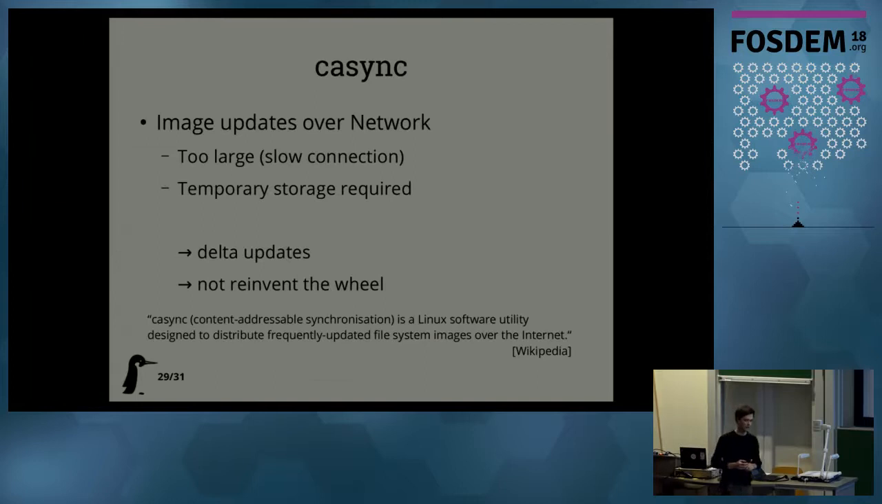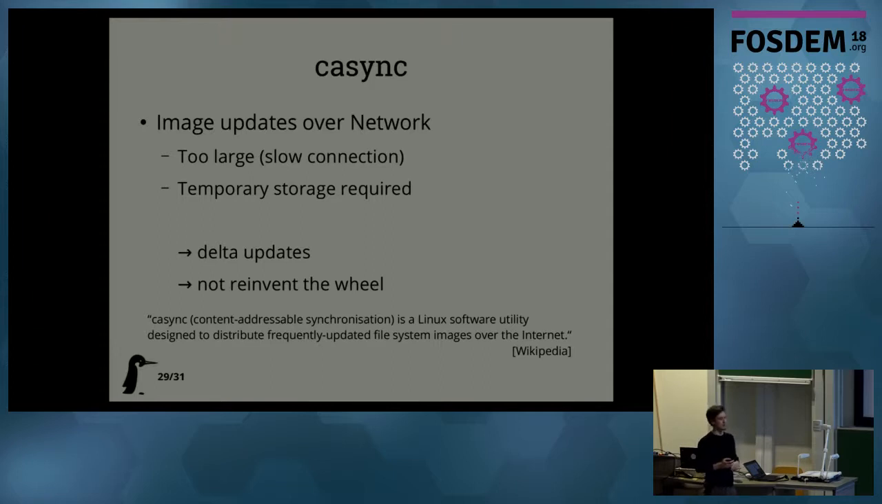Well, normally, when we want to perform updates over the network, so remote updates, we have two major issues that we often come across. The first is that our updates are too large. We often have devices that only have a constrained connection, and so an update takes very long and wastes a lot of data. And we also require temporary storage for the update image we download, where we can download it to the target and temporarily store it before actually installing it. And so what you want to use to address this are delta updates.